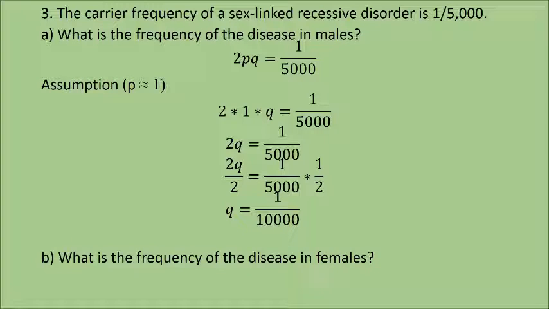Next question, what is the frequency of the disease in females? To determine the frequency of the disease in females, we know that it's a sex-linked recessive disorder, which means that females have to have 2 copies of an X gene with this mutation or with this disease allele. Therefore, the frequency of getting a recessive allele is 1 in 10,000. So we have to multiply 1 in 10,000 times 1 in 10,000. So we essentially have q squared, which is 1 out of 10,000 squared. And that's it.